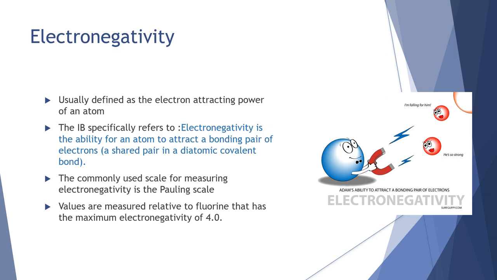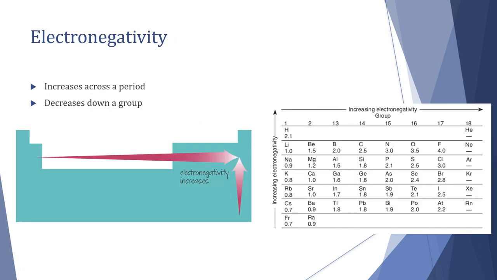Electronegativity is defined as the ability for an atom to attract a bonding pair of electrons in a diatomic covalent bond. Essentially, it's the electron attracting power of an atom. We use the Pauling scale. There is a periodic table which contains the electronegativity values in your data booklet, and fluorine is our most electronegative element. If we look at the trends here, from left to right, electronegativity increases, and it also increases up a group until we get to our most electronegative element, fluorine.